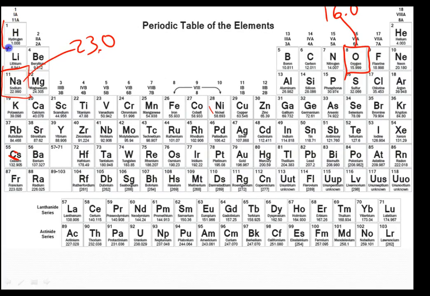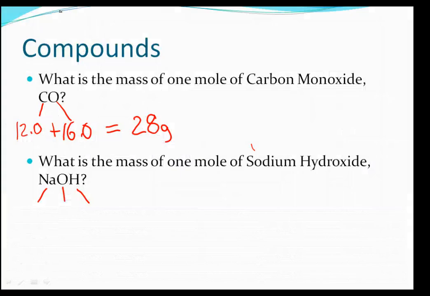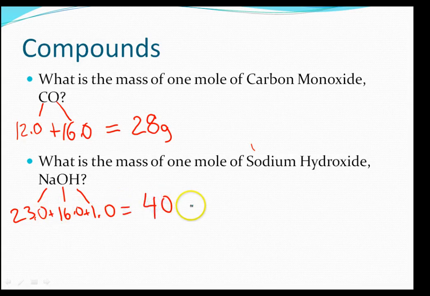And we also have hydrogen. Hydrogen would just round to 1.0. So I've got 23, 16, and 1. When I add those up, sodium 23.0, oxygen 16.0, hydrogen 1.0, we get 40.0 grams. So 1 mole of sodium hydroxide would weigh 40 grams.